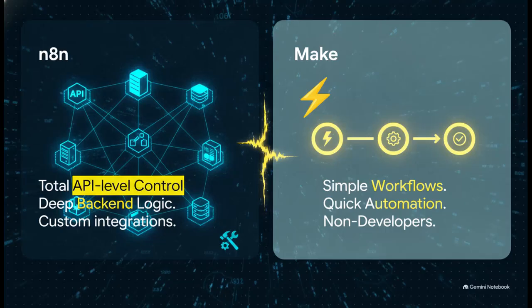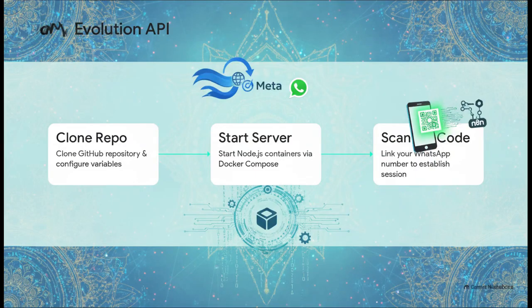When it comes to routing these conversations, n8n is the clear choice for this kind of architecture over something like Make. Now, Make is great, right? Super useful for simple, non-developer workflows, but we're building a highly custom stack here. n8n gives technical teams total API-level control with zero vendor lock-in. It lets you transform data, handle some really complex back-end logic, and build workflows that seamlessly talk to external databases and APIs.